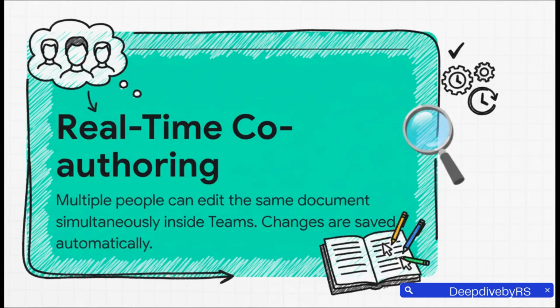And doing that unlocks the real magic: real-time co-authoring. This means you and your colleagues can open the exact same Word document at the exact same time right inside of Teams and literally see each other's cursor moving and making changes as they happen. Everything saves automatically. It's just a completely different and, frankly, way better way to work together.